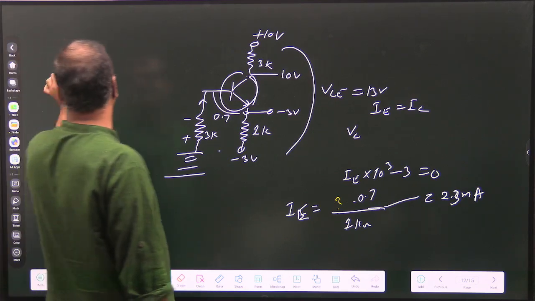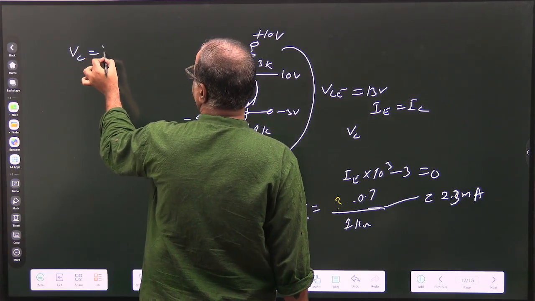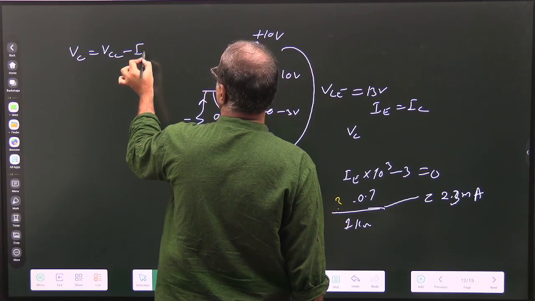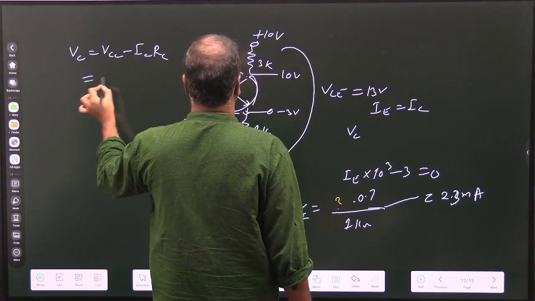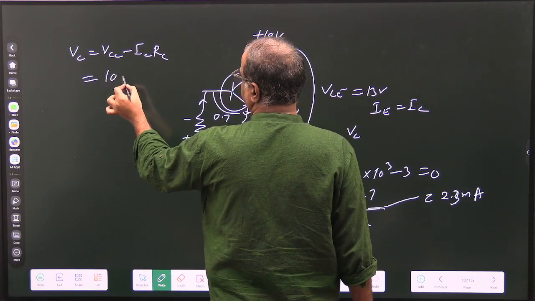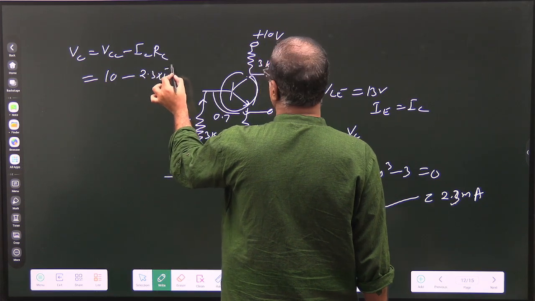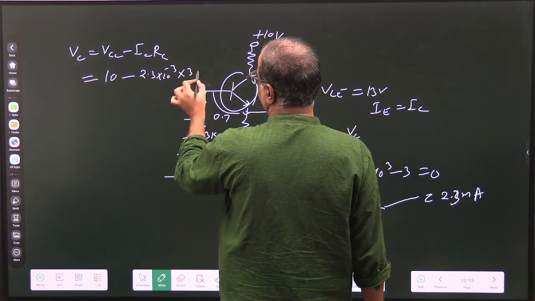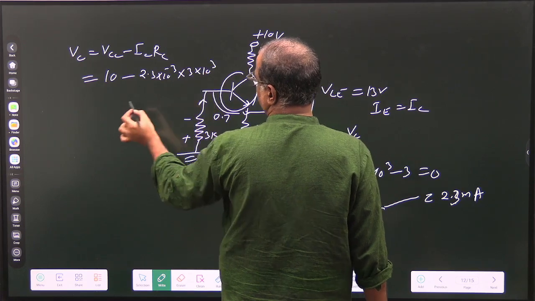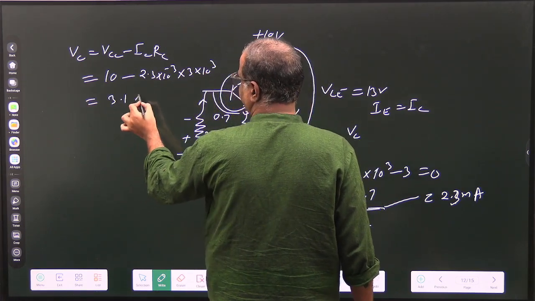So VC will be VCC minus IC RC. VCC is your 10 volt, IC is your 2.3 milliampere, and this is your 3 kilo ohm. So this will come to 3.1 volt.